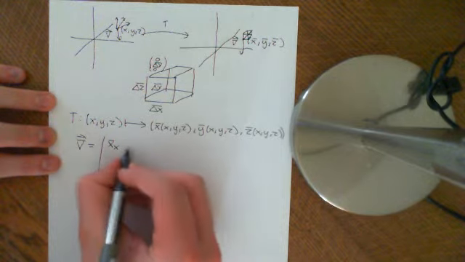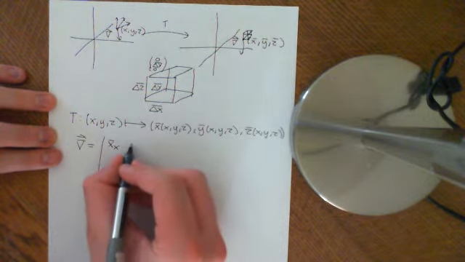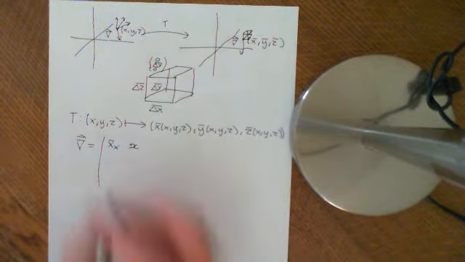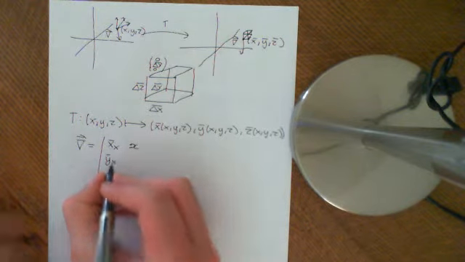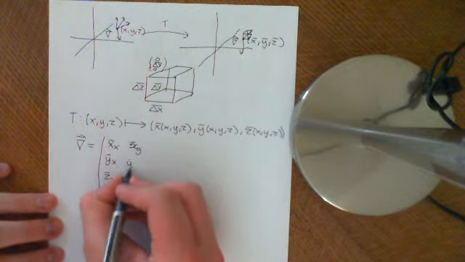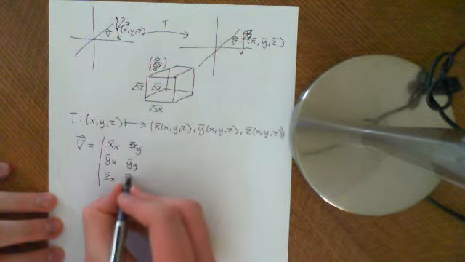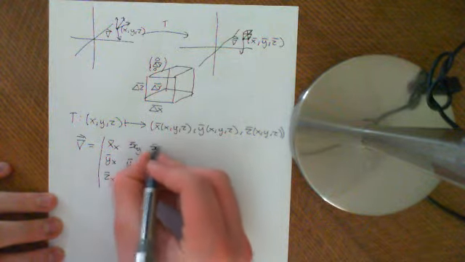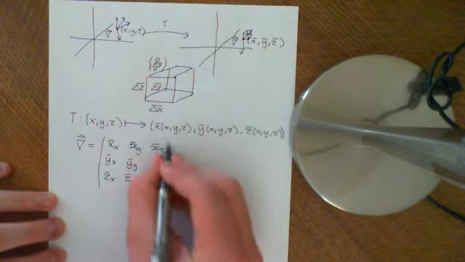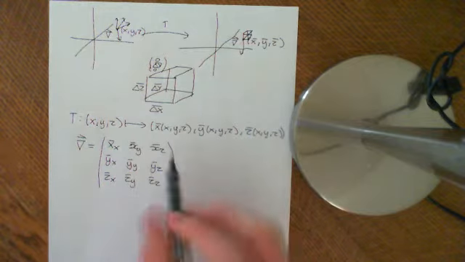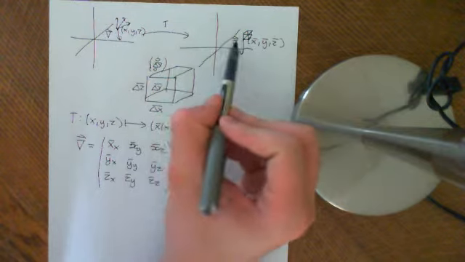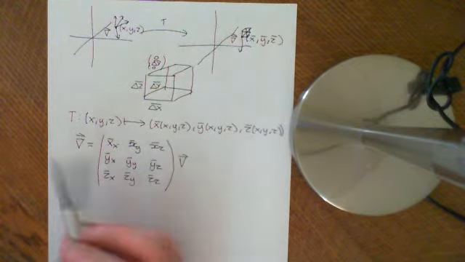We've got x bar differentiated with respect to x, y bar differentiated with respect to x, z bar differentiated with respect to x, x bar differentiated with respect to y, y bar differentiated with respect to y, z bar differentiated with respect to y, x bar differentiated with respect to z, y bar differentiated with respect to z, z bar differentiated with respect to z. So that is the matrix of partial derivatives. And we know that if we want to transform a vector v from this domain into the codomain, we just have to multiply it by this matrix to get our new vector.